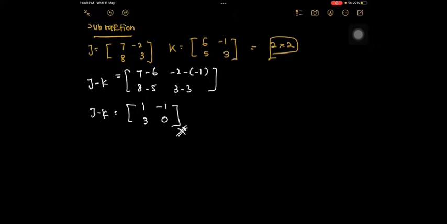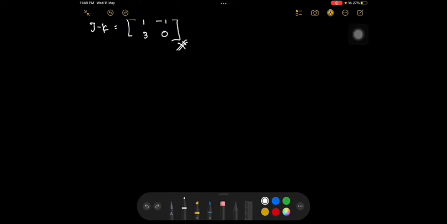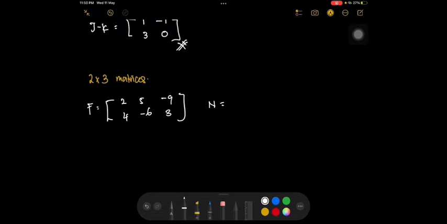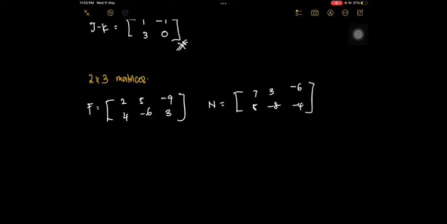So for the next question, for example, we'll be using 2 times 3 matrix. Alright, let's do this together. Let's say we have F here. F is 2, 4, 5, negative 6, negative 9 and 3. For N we have 7, 5, 3, negative 8, negative 6 and negative 4. So let's subtract this together.